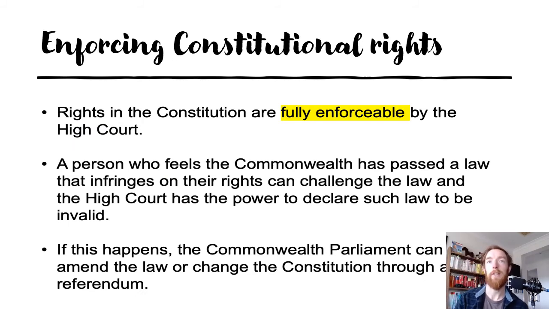And so, enforcing constitutional rights. The rights in the Constitution are fully enforceable by the High Court. A person who feels that the Commonwealth has passed a law that infringes upon their rights can challenge the law in the High Court, which has the power to declare such a law to be invalid. If this happens, the Commonwealth Parliament can amend the law or change the Constitution through a referendum.